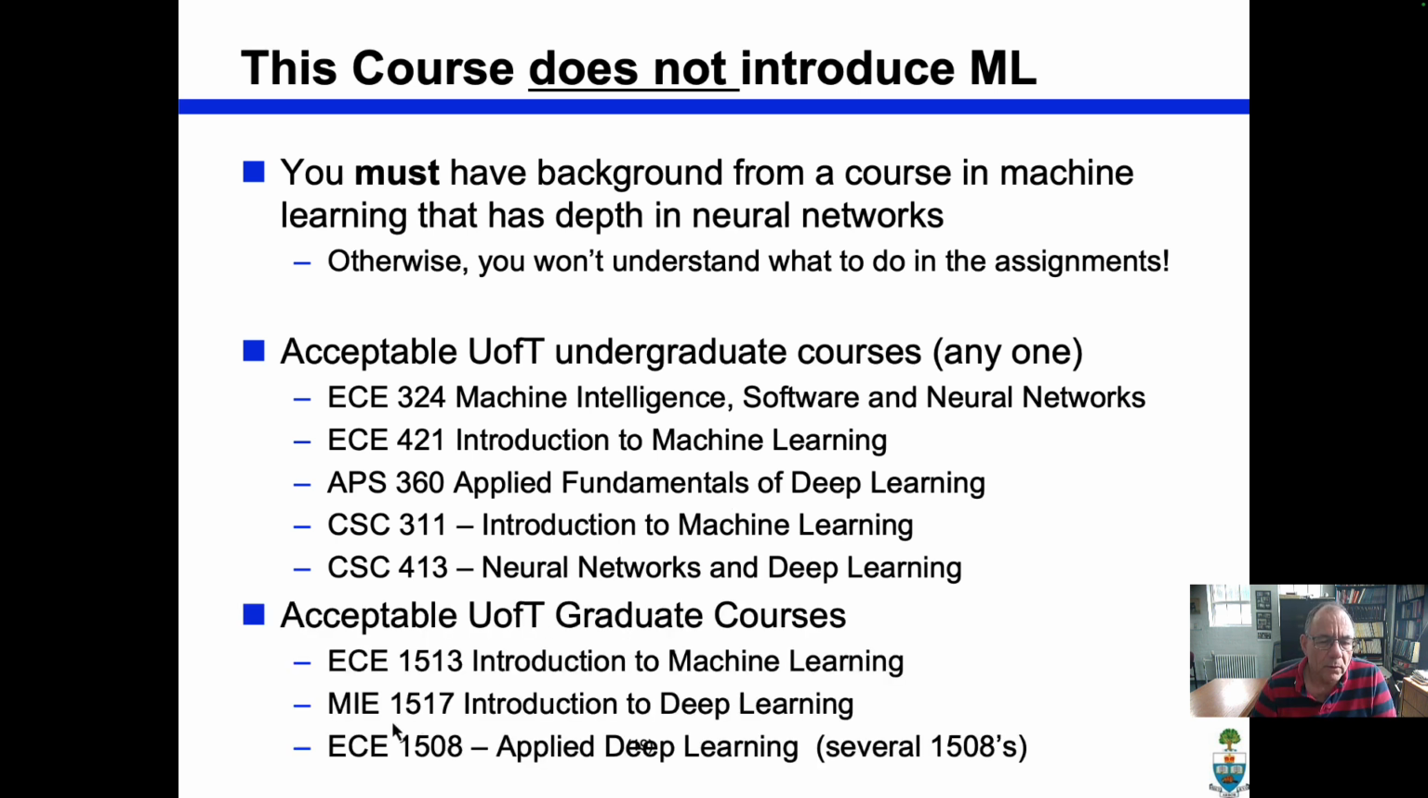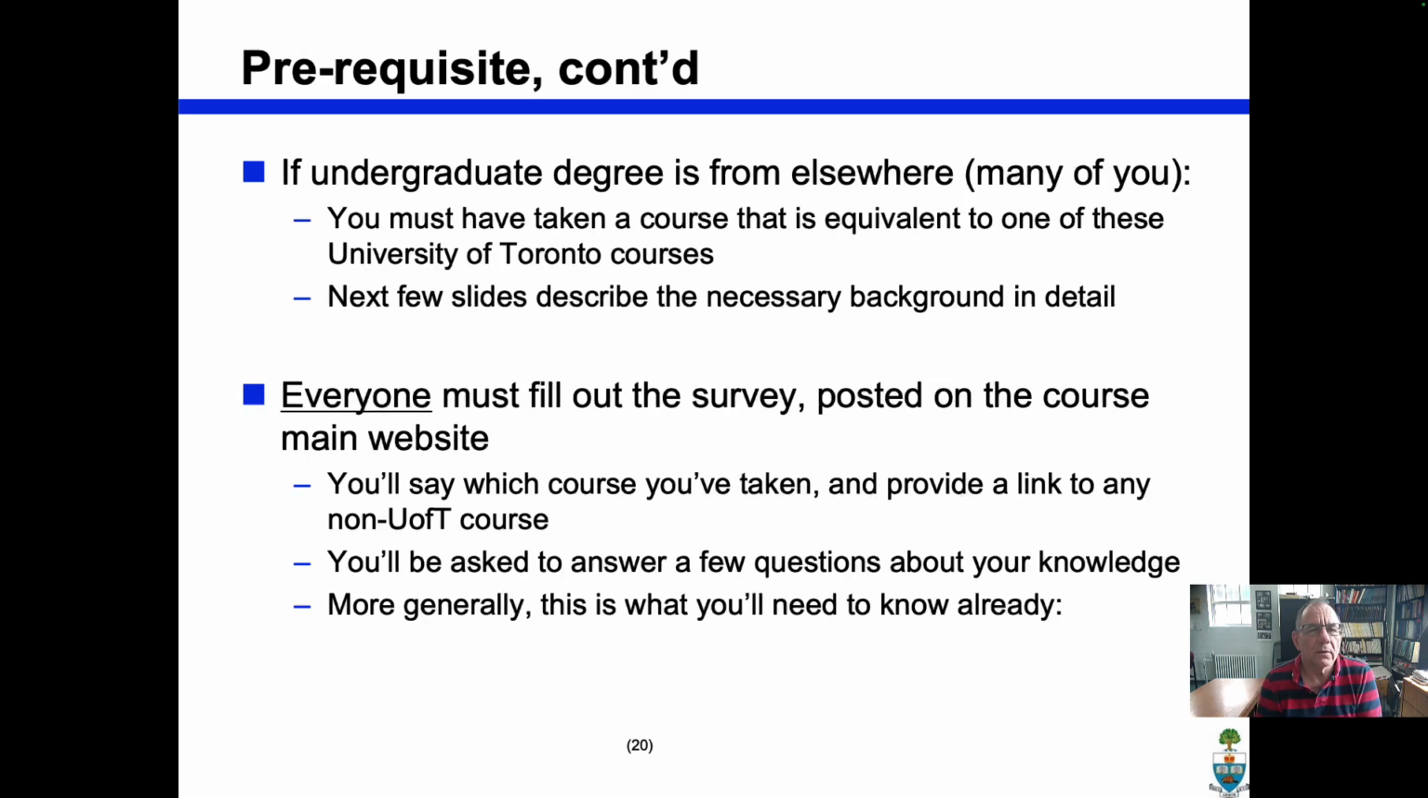And the graduate courses that are like this, ECE 1513 is pretty good on this. MIE 1517 is actually similar to APS 360 at the graduate level. And a new version of ECE 1508, and I want to flag there are several 1508s. There was one on reinforcement learning this summer. There's one being taught right now that's called Applied Deep Learning, and it is going to be similar to 1517 and APS 360. And so those courses, or something equivalent to them, are what you must have for this course to make any sense at all.